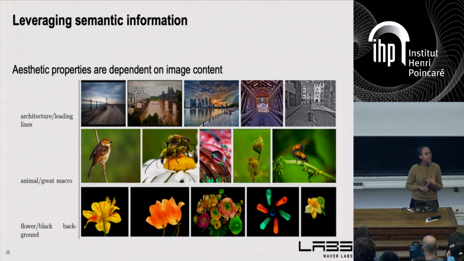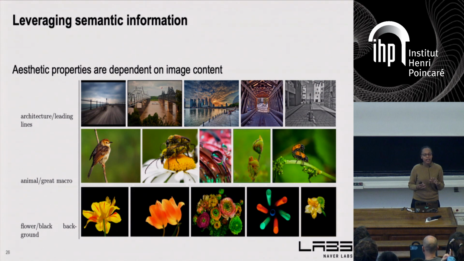I'm showing you some architecture, different types of animals, and then flowers. And you can see that what makes these images aesthetically pleasing is quite different, right? There's really a type of style that tends to be associated with a certain type of content. For example, if you have architecture, very often you have high dynamic range images.